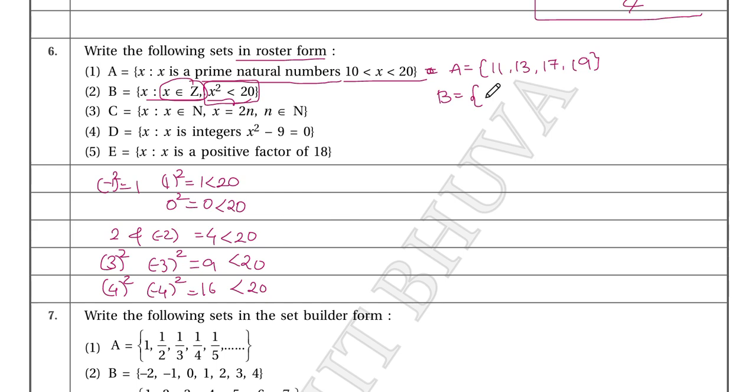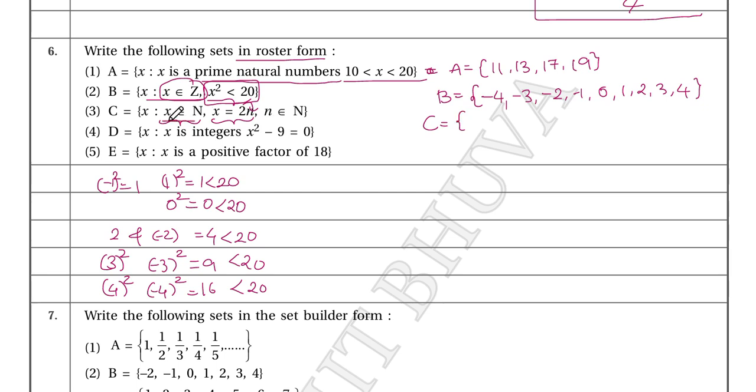So which numbers will come? Minus 4, minus 3, minus 2, minus 1, 0, 1, 2, 3, and 4. If we take the square of these numbers, the answer is always less than 20, so these elements will come in the set B. Then set C. Set C is given as x belongs to natural numbers, x is equal to 2 times n. So multiple of 2. 2 times n means a multiple of 2.